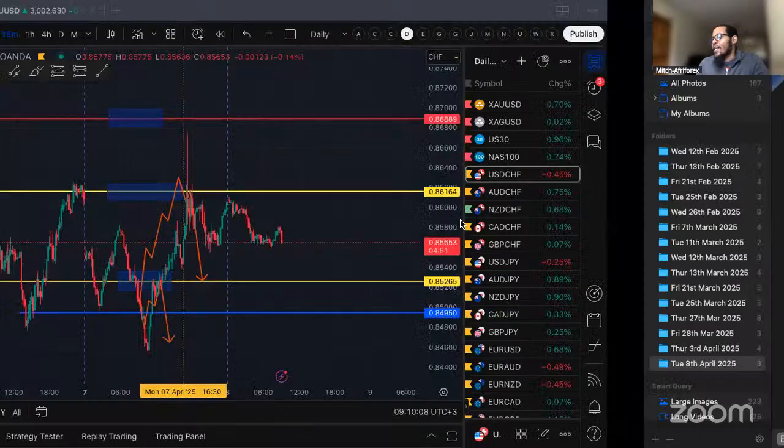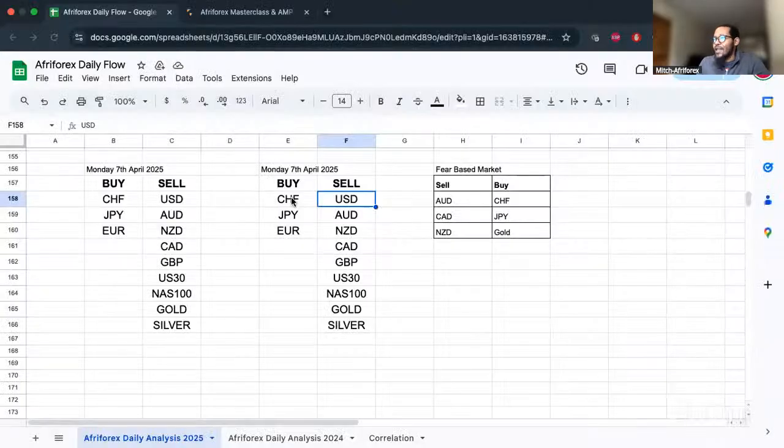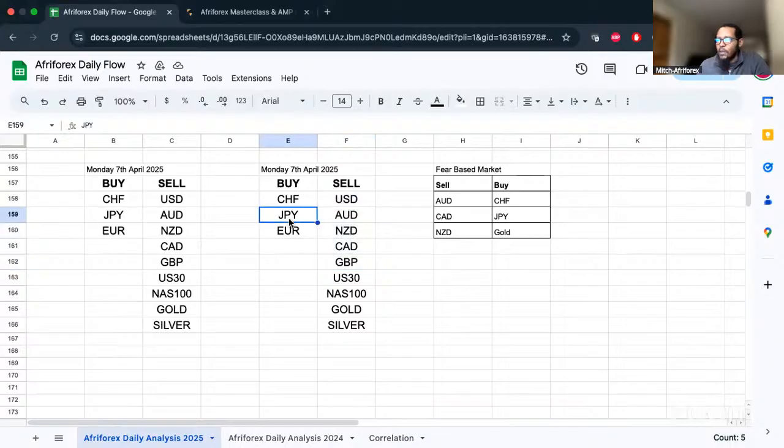So let's focus on today's pairs. We'll start off with the Swiss franc pairs, mix and match with the pairs on the sell side. Do the same thing with the Japanese yen, then move on to the euro before we have a look at the indices as well as gold and silver.